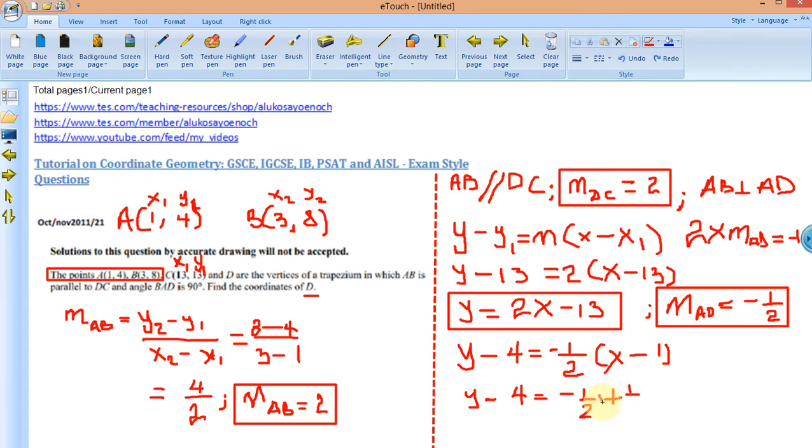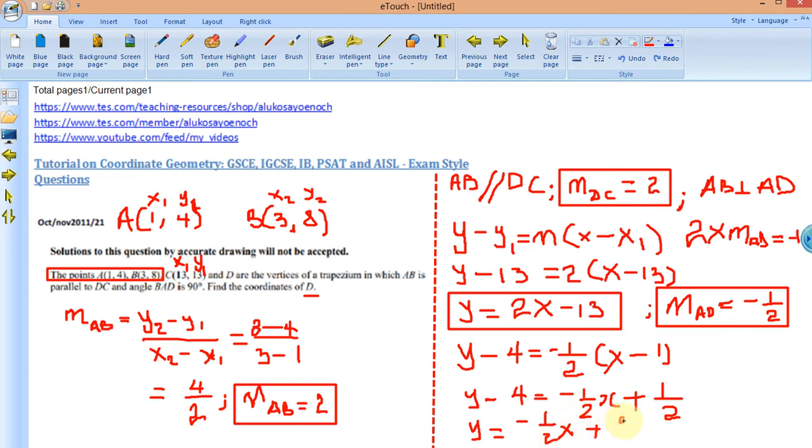Oh, I didn't finish up this. Okay, let me just undo that. Okay, so minus half x plus, because minus half times minus 1 will be plus, so plus half. Then I want to make y the subject of the formula. If you move 4 there, that will give you what now? 9/2, that is 4.5. So y will give you minus half x plus 9/2.